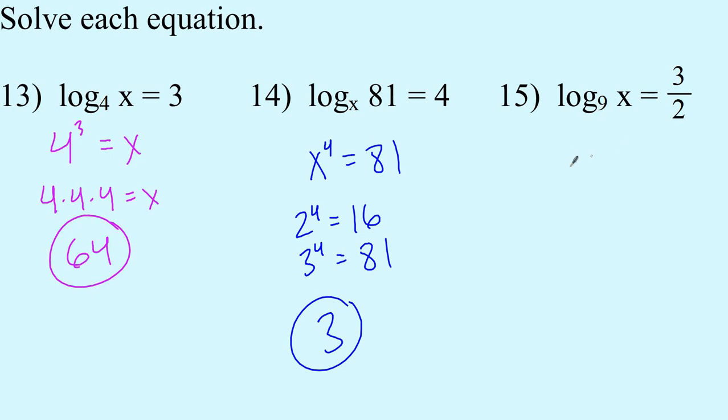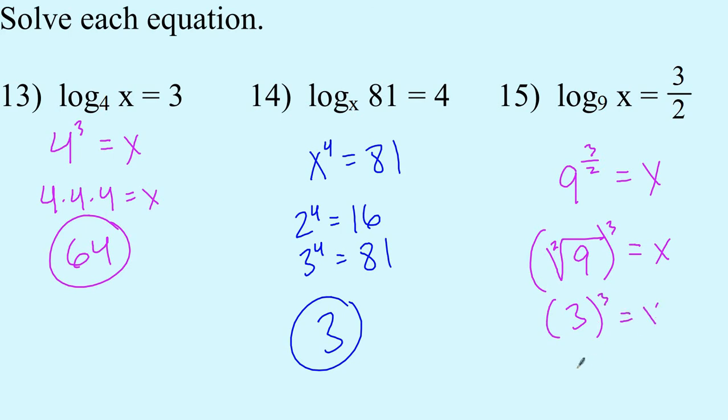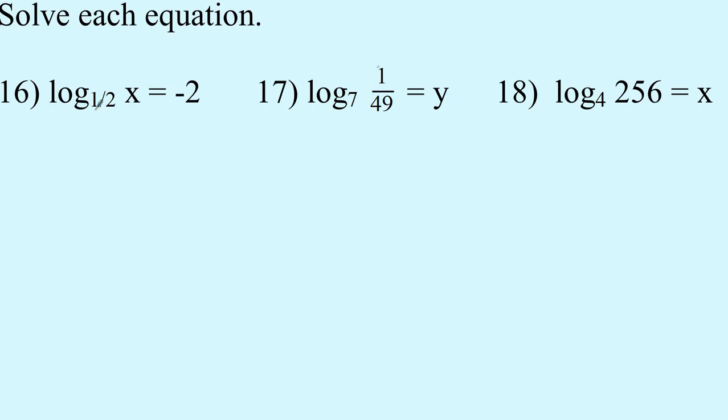All right, so 15. So then we get 9 to the 3/2 equals x. Hopefully you remember that just stands for the square root of 9 cubed. Square root of 9 is 3. 3 cubed is 27. All right. Sorry, I just realized how fast I was talking. Not my intention. I just like logs. All right, let's do some more. Pause it, give it a whirl.